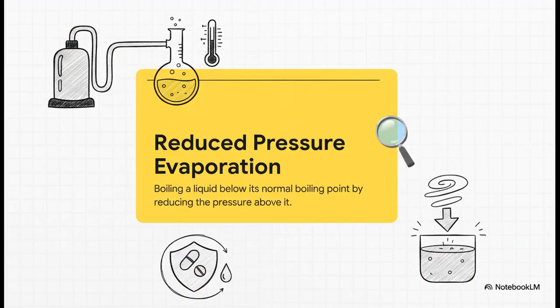Okay, first up, evaporation under reduced pressure. Now, you probably remember from chemistry class that water boils at 100 degrees Celsius, right? Well, that's only at normal atmospheric pressure. If you start lowering that pressure, basically by creating a vacuum, you can get water to boil at much, much lower temperatures. We're talking 70 degrees, 50 degrees, sometimes even cooler. And that is the secret to protecting those fragile, heat-sensitive medicines.